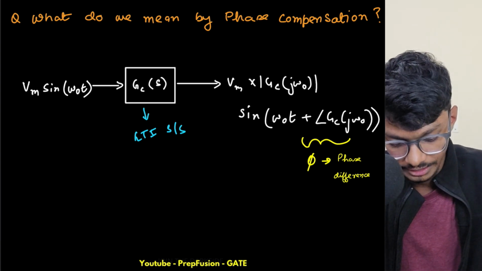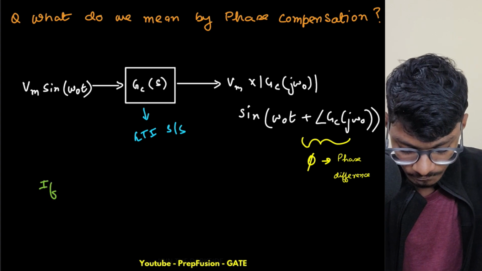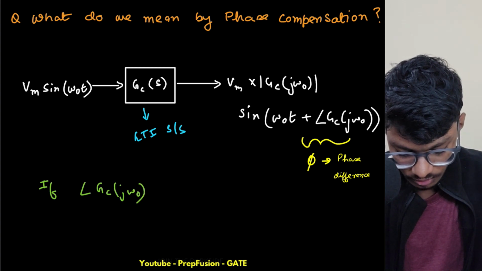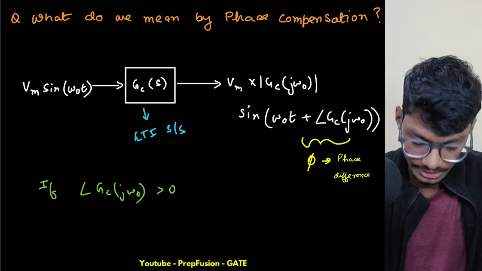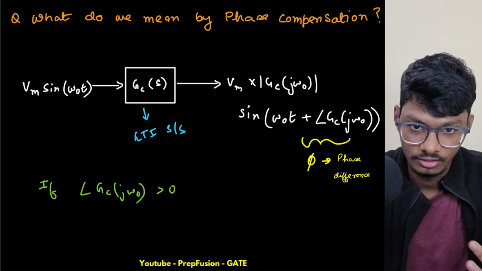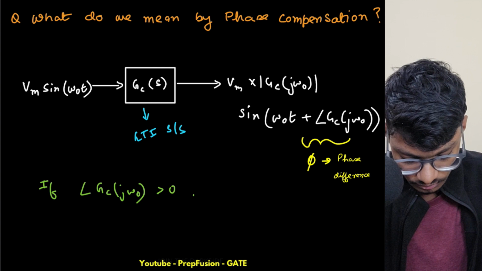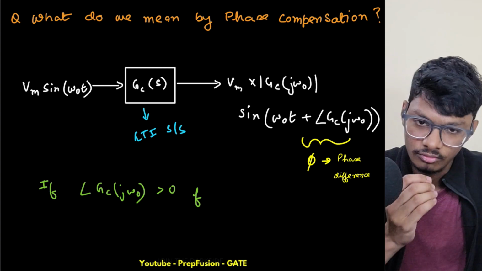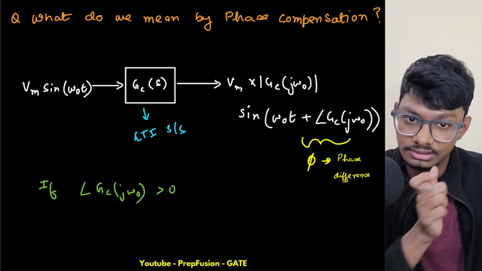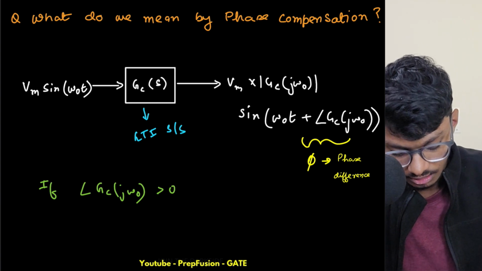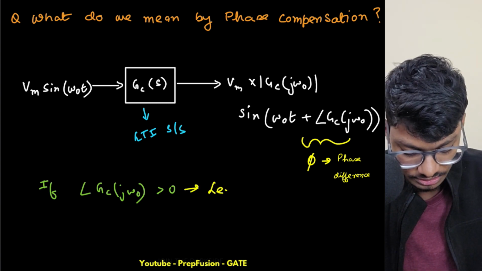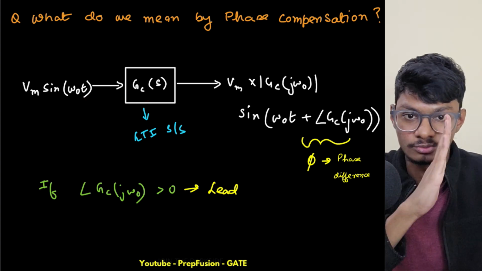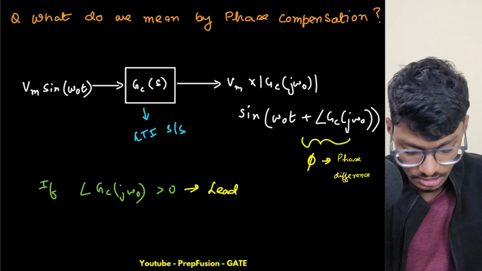Now I just want to write a few things. If the angle of GC of j omega naught is greater than 0 for whatever range of values of omega, then for that range it will provide lead compensation, because my angle is positive, so it is leading over the reference, which is 0. This is the concept of the phasor diagram. So, lead compensation.